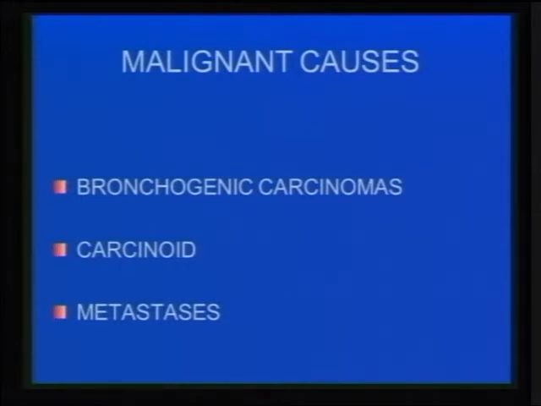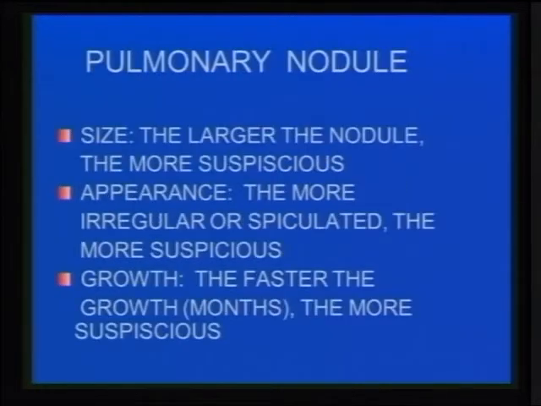Carcinoid, which is a relatively rare and different form of carcinoids. And then metastasis, obviously, that's one thing that can present as a solitary pulmonary nodule. The things that we have to consider, one is the size. Obviously, the larger the nodule, the more suspicious you need to become of the nodule. The appearance, the more irregular or spiculated, the more suspicious also. The growth, obviously, is important.